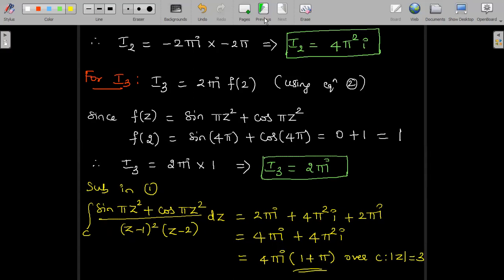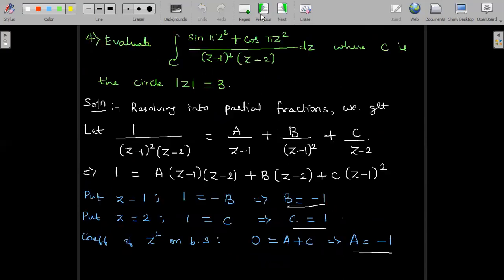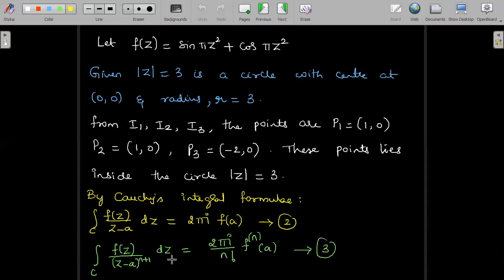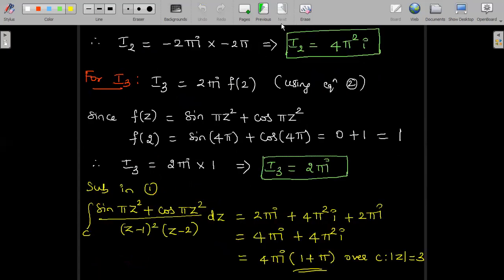Of course this was a little lengthy because the function was a different one, sine pi z square plus cos pi z square, and we had to resolve into partial fractions, and we had to apply both Cauchy's integral formula as well as Cauchy's generalized integral formula. Both we had to apply and get the answers for I1, I2, I3. Hope these problems on Cauchy's integral formula and the generalized integral formula are followed. Thank you for watching.